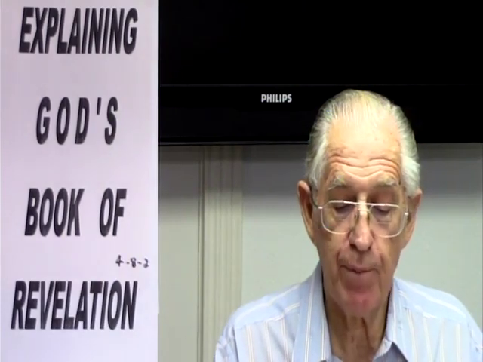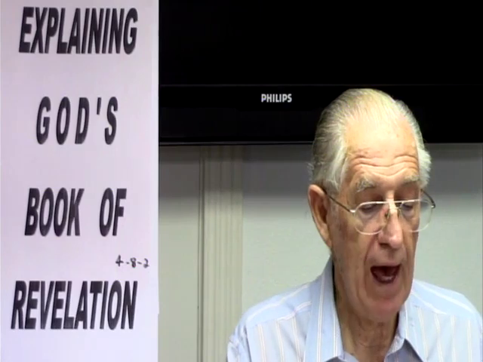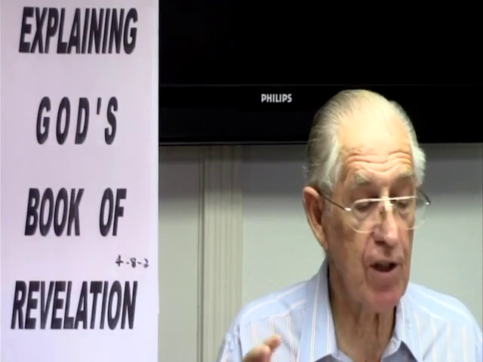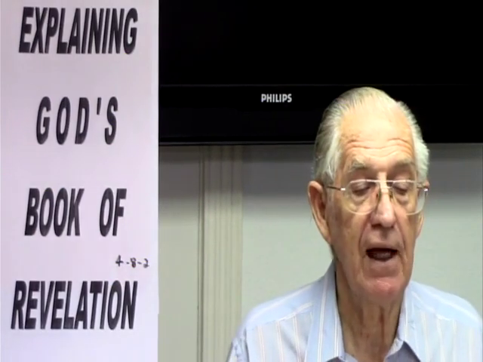The seven last plagues begin when the tribulation period ends at the coming of Christ Jesus. Revelation 11:15, the seventh angel sounded. There were loud voices saying, the kingdoms of this world have become the kingdoms of our Lord, that's God the Father, and of his Christ, that's Jesus Christ, and he shall reign forever and ever.